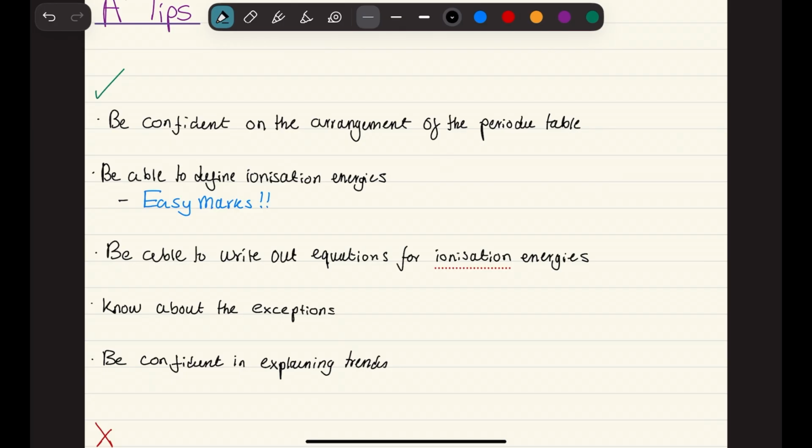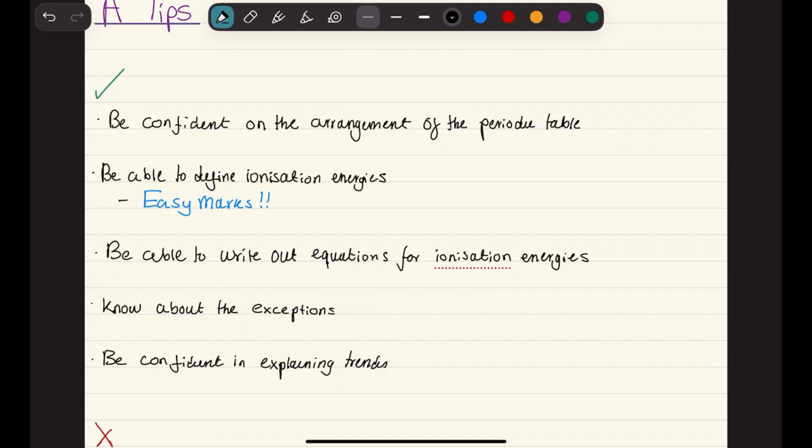Know the definitions for ionization energies. I think this becomes so much more apparent when you get to topic 5, but these definitions, especially for enthalpy changes, are such easy marks. Yeah, so don't miss out on those. Equations, again, another bit that's kind of really easy marks. Yeah, if you know what's going on, you can write an equation for it.